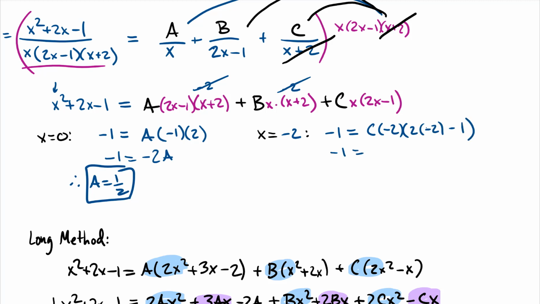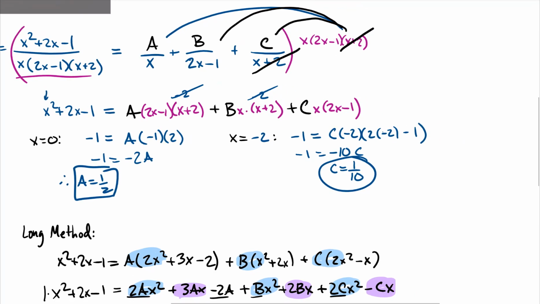So what do we have? Negative 2 times negative 5, that's negative 10. So c is equal to 1/10. Cool, cool, cool. Wait a second. That's a negative and a negative. That's a positive. Hold on. That's a positive 10. Come on. So c is equal to negative 1/10.